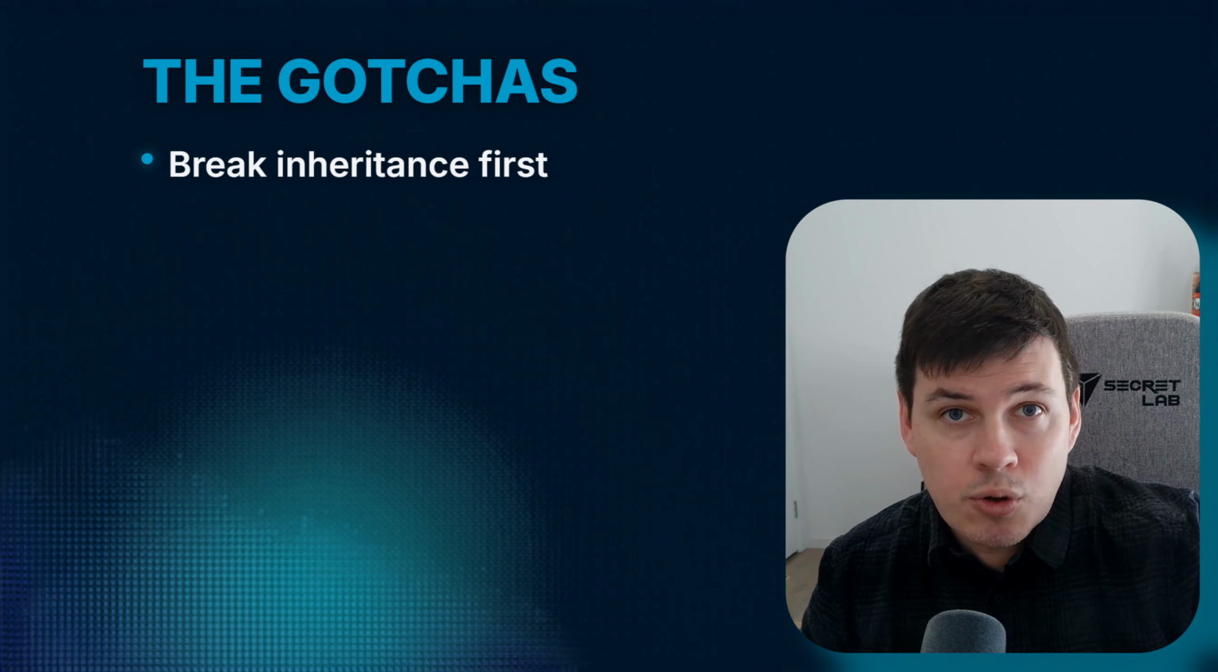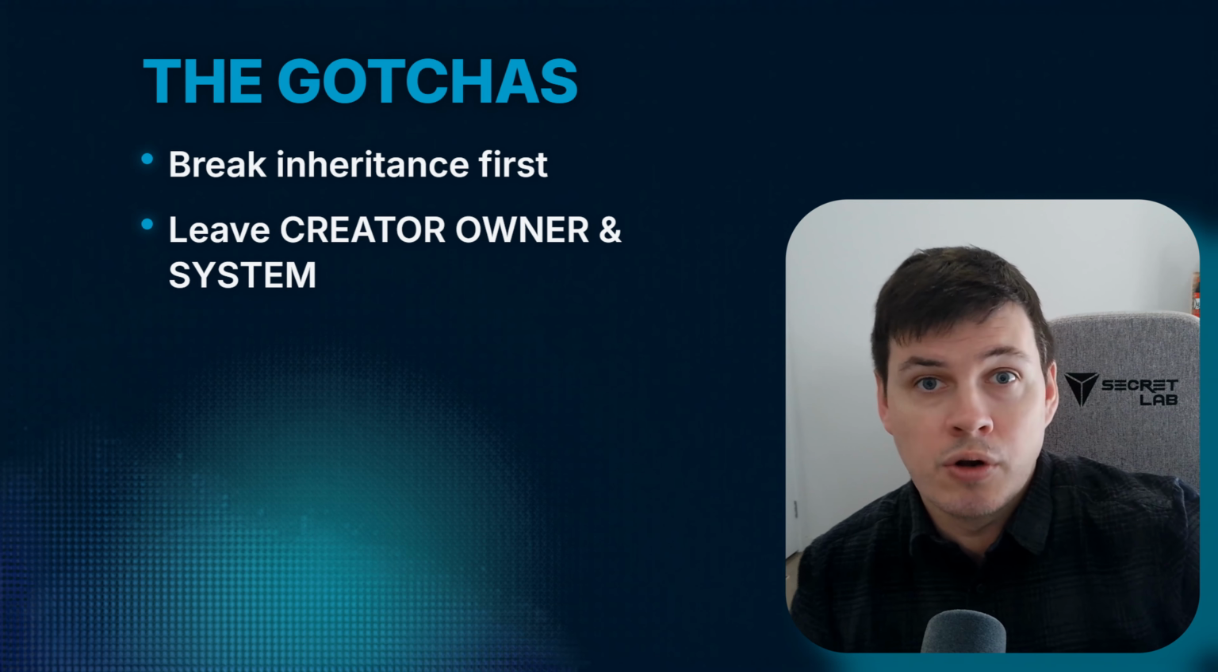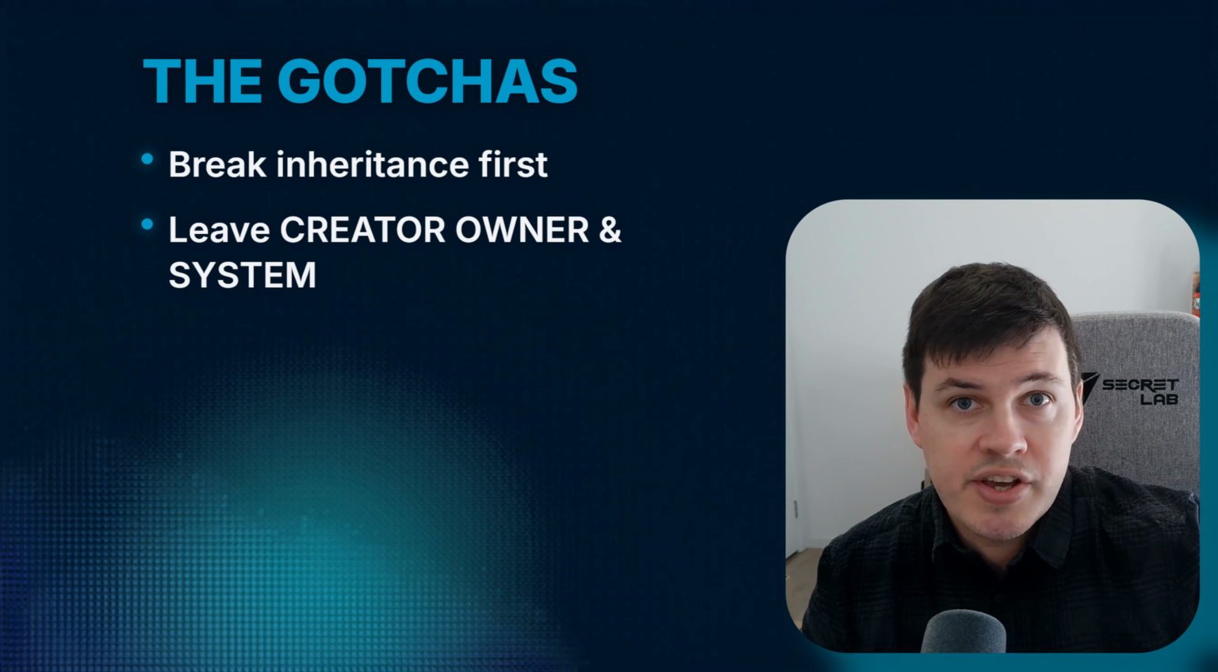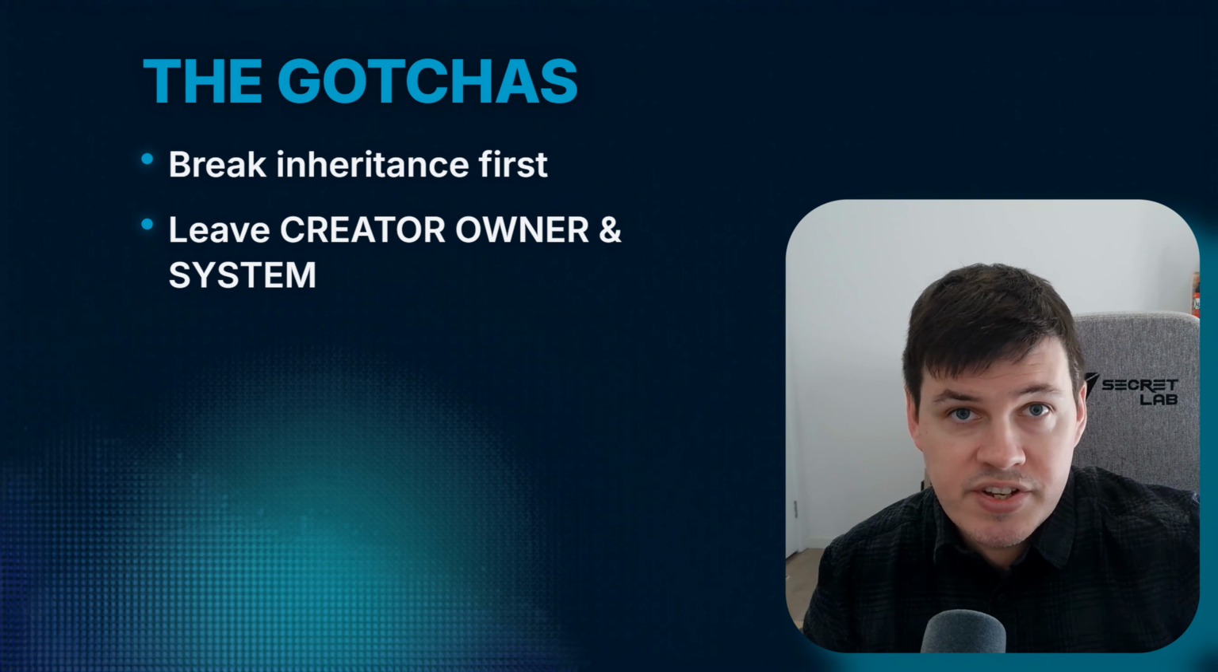Number 2, leave creator owner and system alone. When you look at a fresh folder's ACL, these are already there. Don't remove them. Creator owner gives the file creator ownership of what they make. System needs file system access for OS operations. Touch them and things break in ways that are hard to trace.